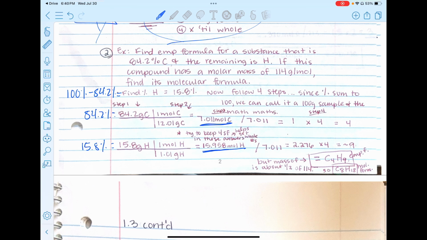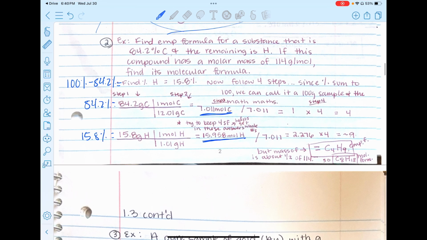All right, so we've done step 1, we've done step 2, we're on to step 3. How do we do that? Compare these 2 numbers of moles. Which one's smaller? We've got 7, we've got 15. Obviously 7's smaller. So you want to divide both of these, both of them, very important, by the lowest number.